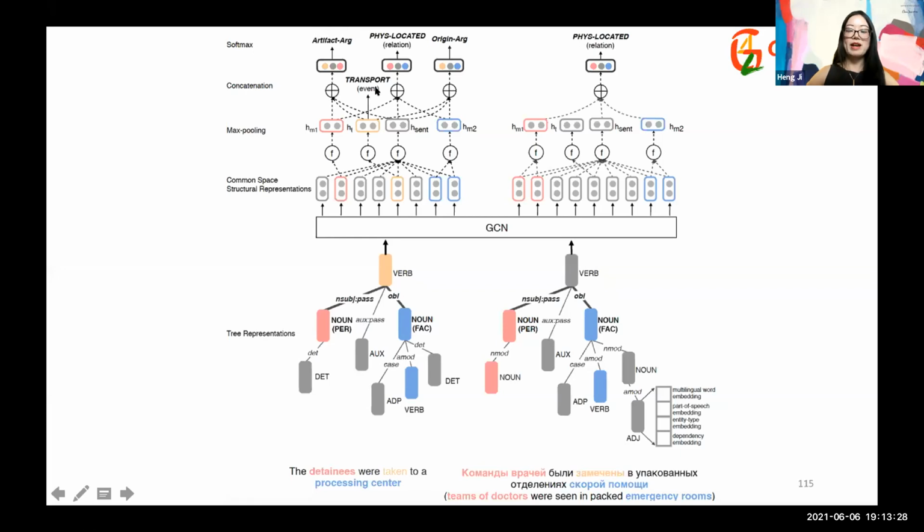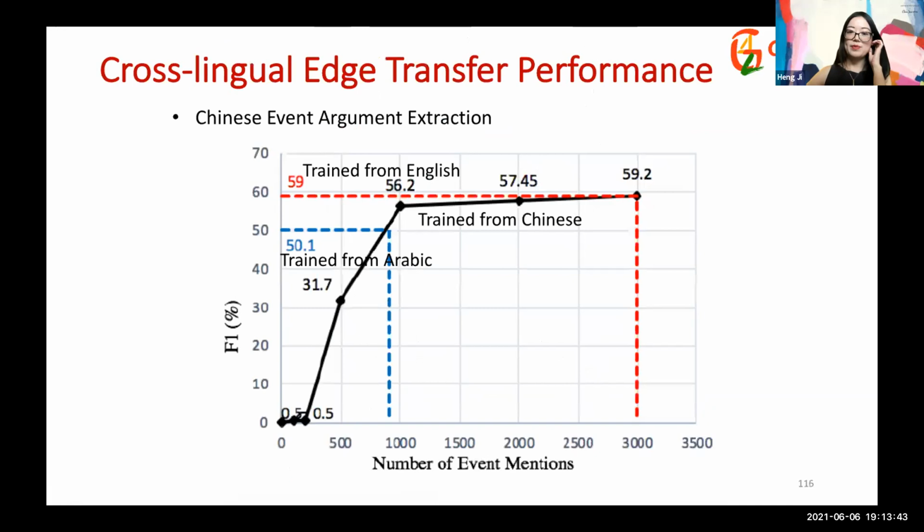So here, for example, you already have many annotations on the left side, and on the right side, we don't have any annotation, but we can train the model simply using English training data because everything is already represented using this language-independent GCN. So if we train it from English and test on Chinese, we can see that the performance can reach about 59%, which is very close to what we can get by training the model from Chinese training data, which includes about 3,000 event mentions, which is about 3,000 sentences.